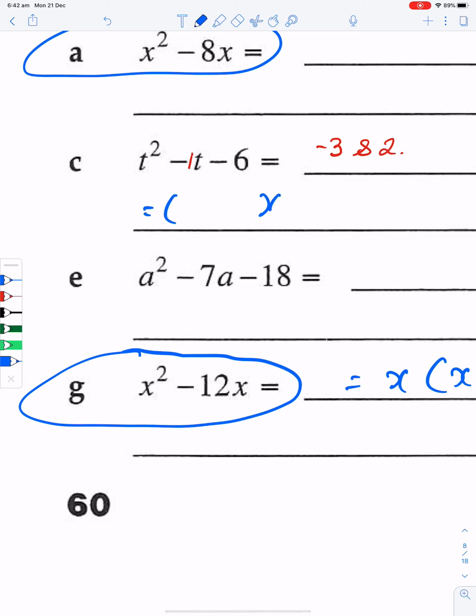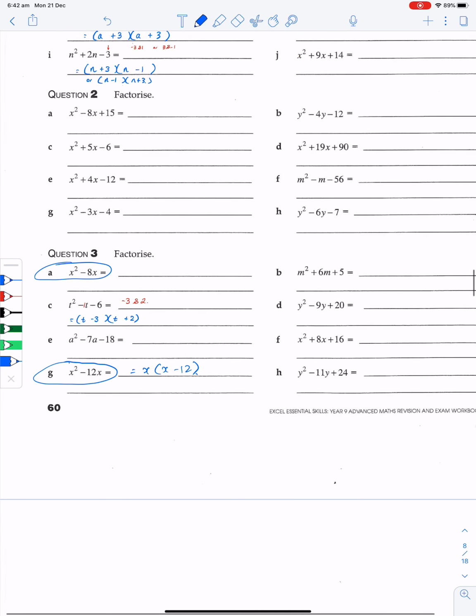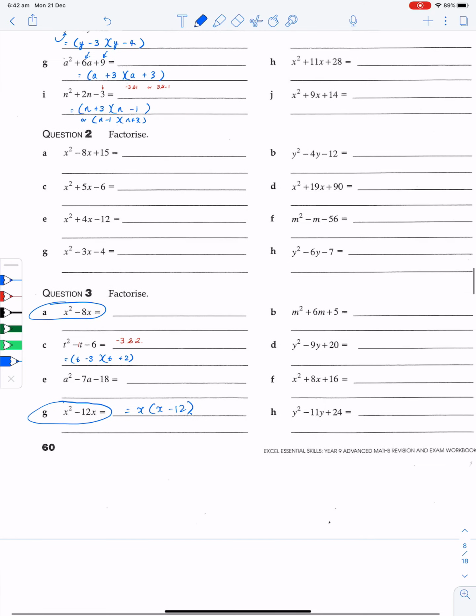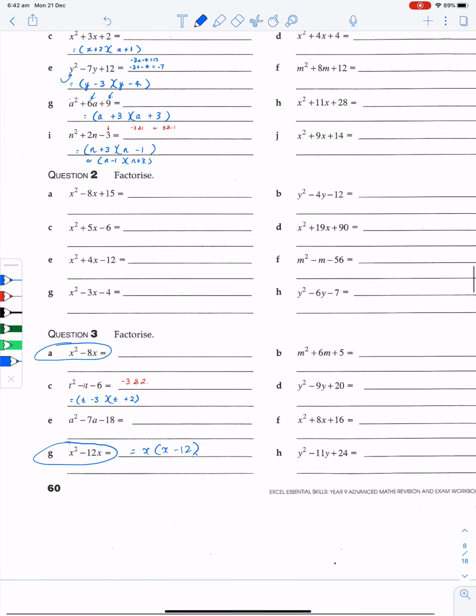So again, we open up two sets of brackets. We're going to put t and t because that's our pronumeral. And we're going to put the minus 3 and the plus 2. The rest of the page is identical. You don't do anything different here.